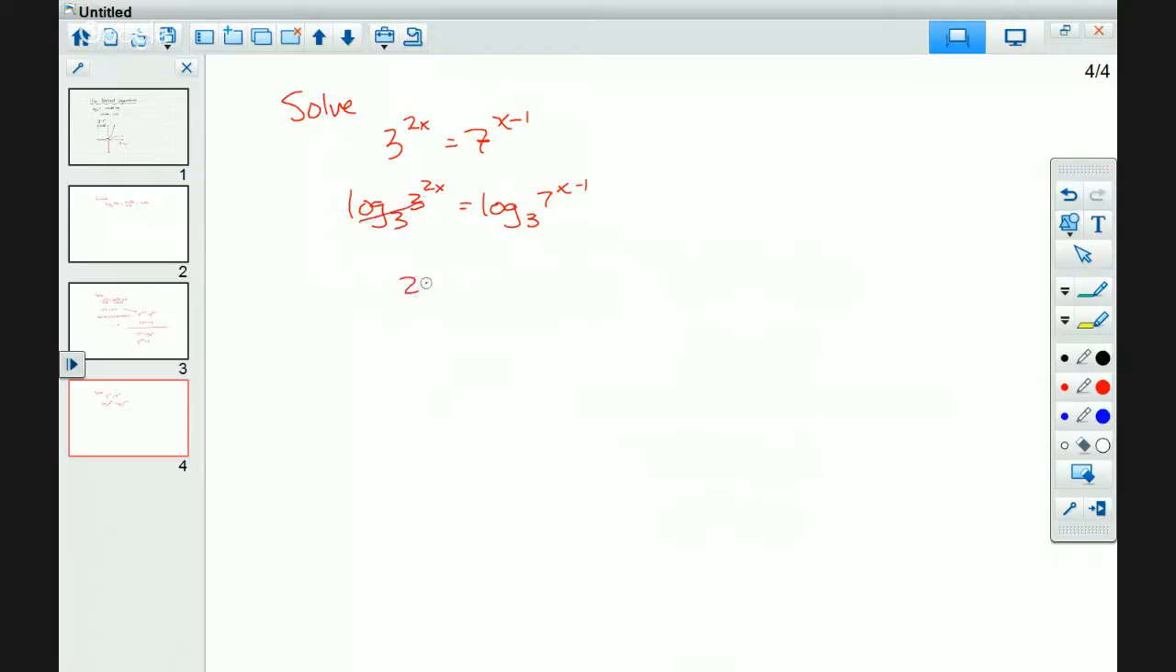These cancel. Now, how do I deal with that side? Remember your log properties. The exponent of a log can come out front. It's weird, I know, I really do. But it works. So I can cancel that exponential. Either one works. What's log base 3 of 7? Decimal 1.771.